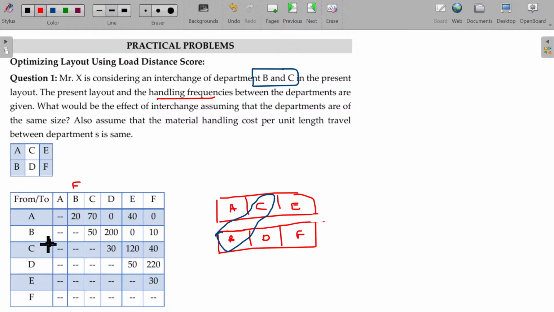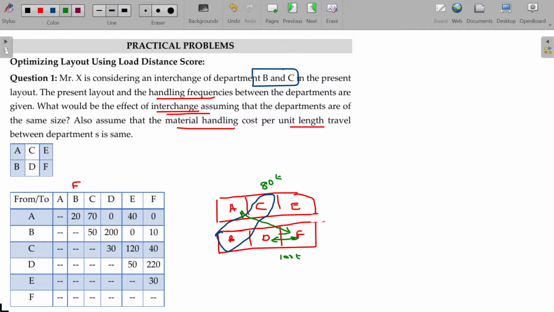Now what would be the effect of interchange, assuming that the departments are of the same size? All the departments, all the rooms are same. Okay, workshop number 1 or 2 or department 1 and 2 being the same size. Also assume that the material handling cost per unit length travel between department is same. Is that okay? What happens, you know, you have to travel between the departments, right? From D to F. Almost the travel between D to F happens almost 100 times in a period. Clear? But the travel between A to F, you know, happens almost 80 times.